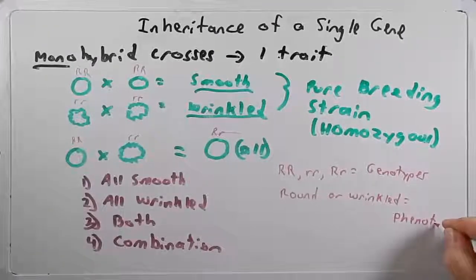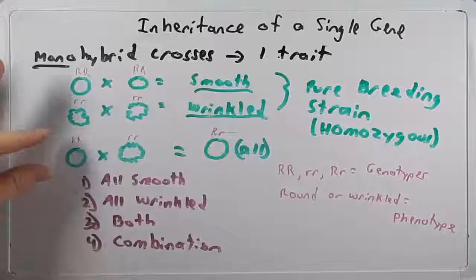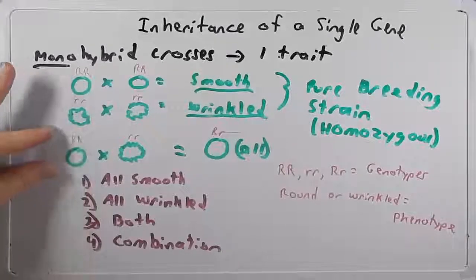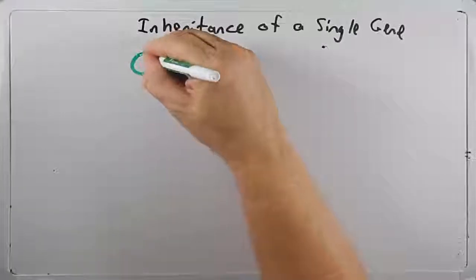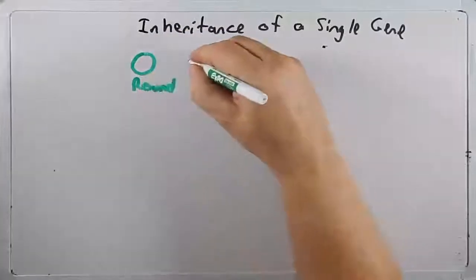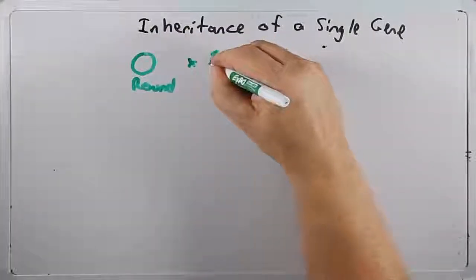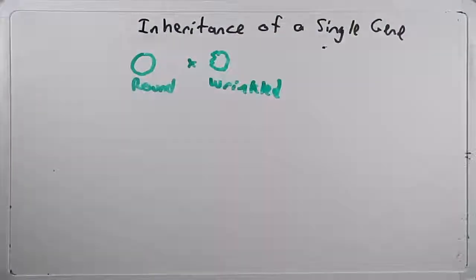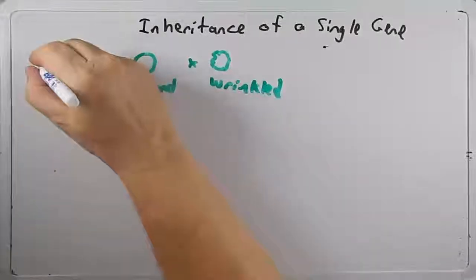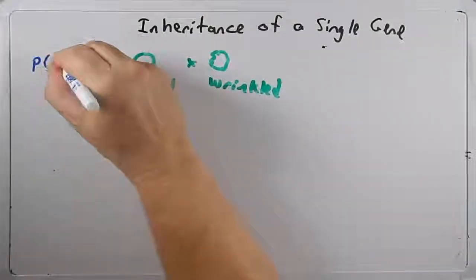All right, so let's look at this cross in a little bit more detail. So remember, he took a round plant and he crossed it with a wrinkle-seeded plant. We call this generation the P generation for parental.